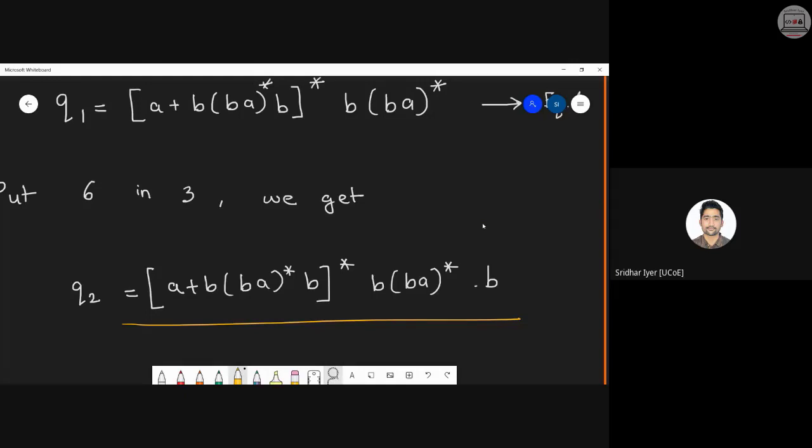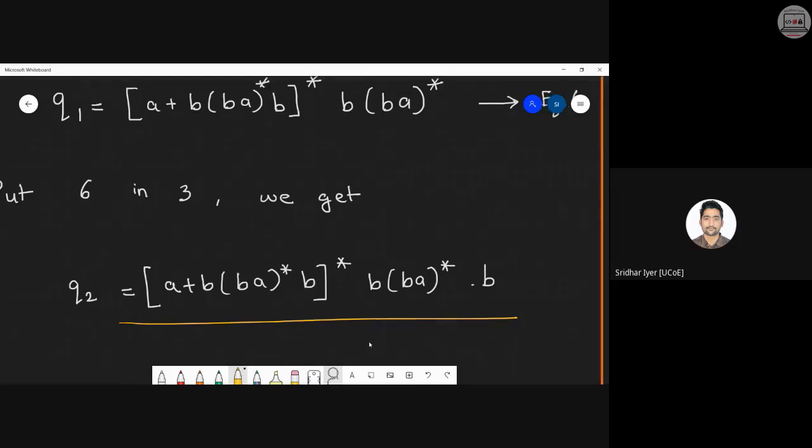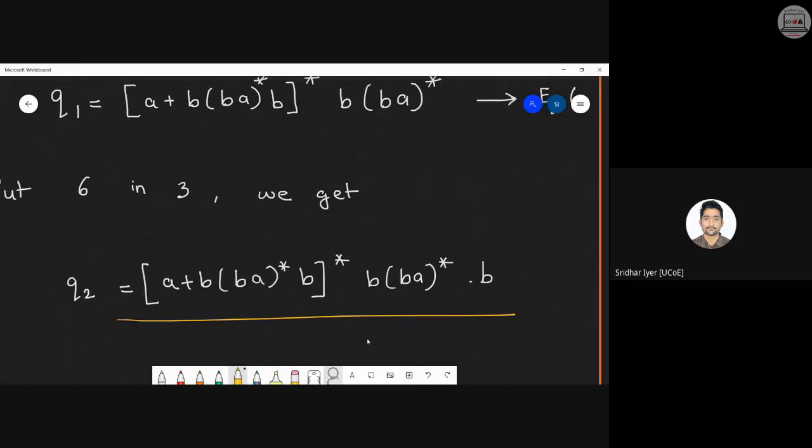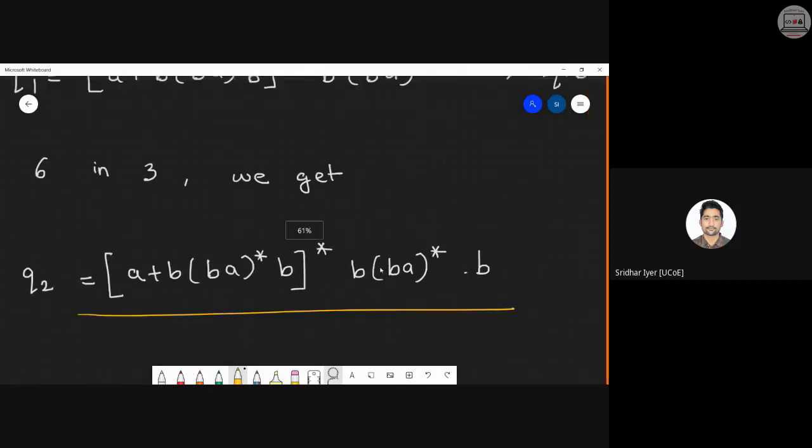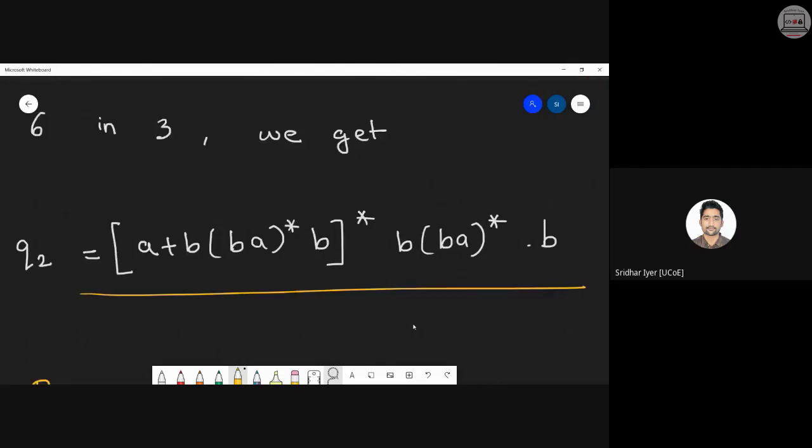A plus B, BA closure, and inside the whole BA closure, a B will come. Check your answer. Jay, I guess there is a slight mistake. After BA closure, B will come, and then the bracket will close in Q2. Kindly match your answers. I am getting the answer like this. Has to be same.